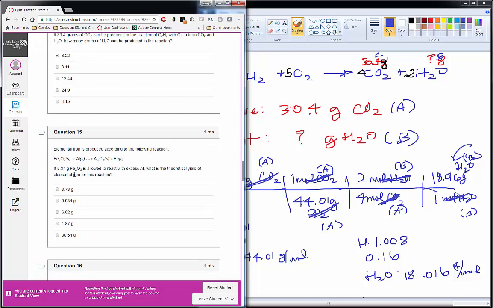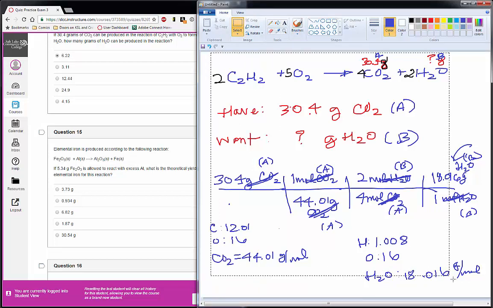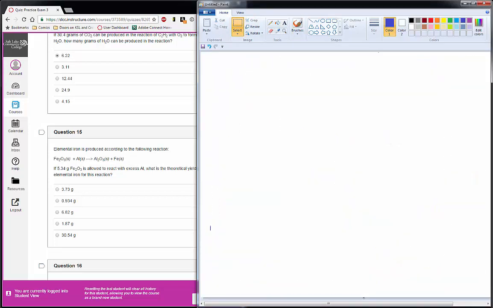This is almost the same type of question. I'm starting with 5.34 grams of this. We want to know how much of this I form. It says theoretical yield. You can see they want grams. So they give you grams of one thing, and now they want grams of another. We call that the theoretical yield, because you might not actually get that much. But let's write this out. Fe2O3, oops, plus aluminum goes to form aluminum oxide plus iron.